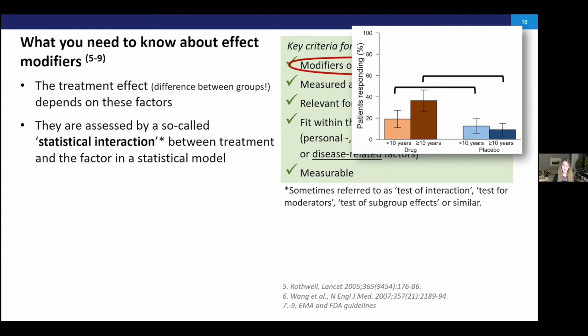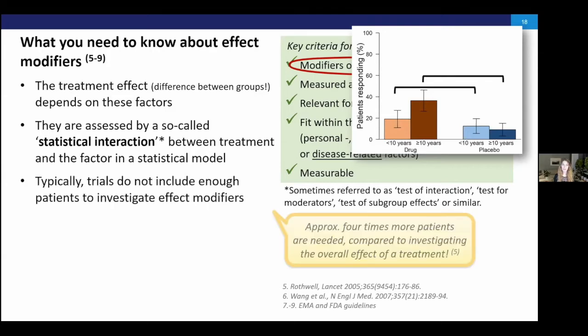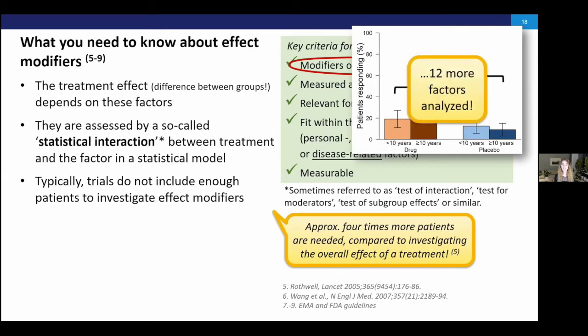Most trials do not include enough patients to investigate effect modifiers. A rule of thumb is that the number of patients needed for investigating effect modifiers is 4 times the number that you need for investigating just the difference between 2 treatments. Also, there is a risk that significant findings may be due to chance if many factors are tested in the same trial. In our example, the trial investigated 12 more factors.